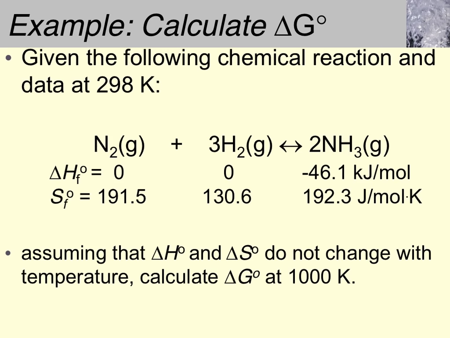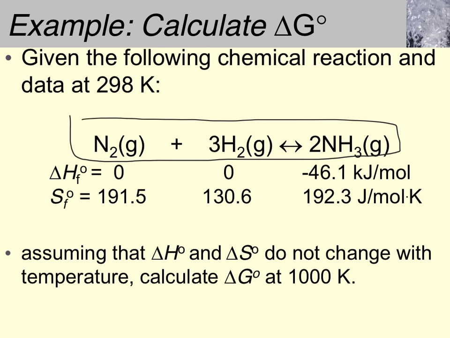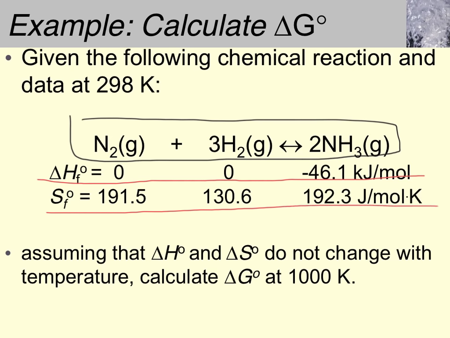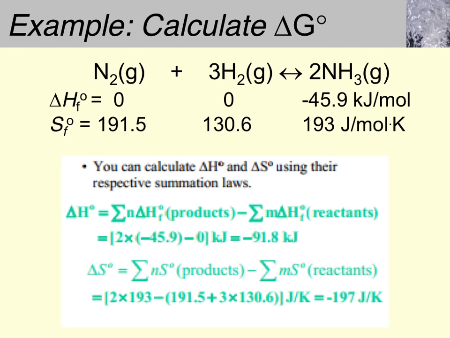Here is our Haber process again, making ammonia from nitrogen and hydrogen. You were given table values of heat of formation for the reactants and the products, and entropy of formation for the reactants and products, and you are asked to calculate G. So let's look at how we would do that. I am now noticing I got lazy here and cut and pasted the answer. It's a little fuzzy, but I think you can still read it.